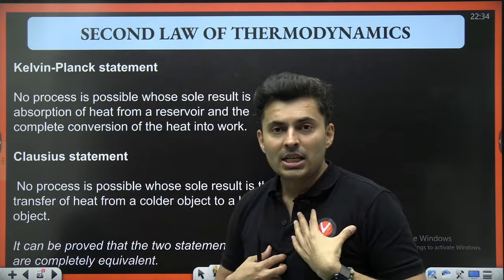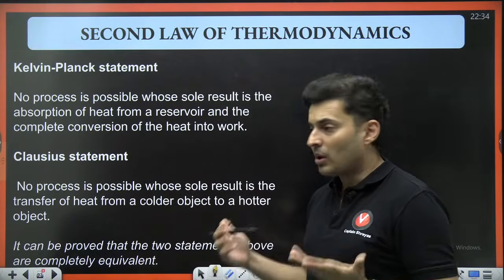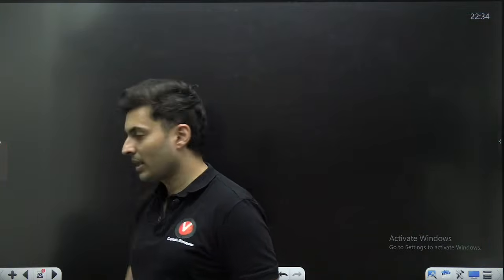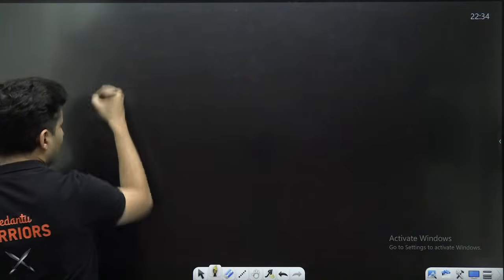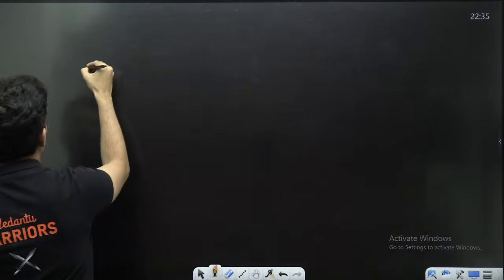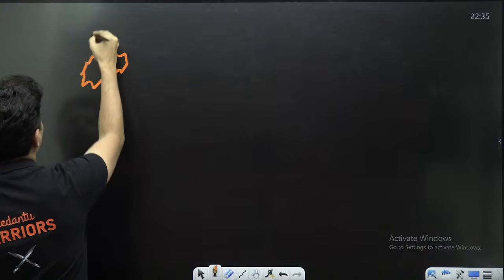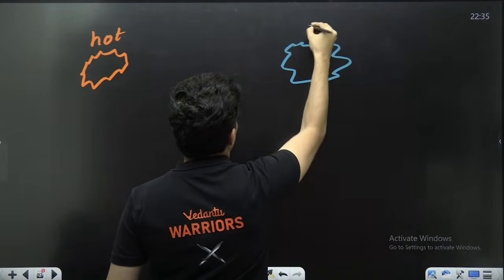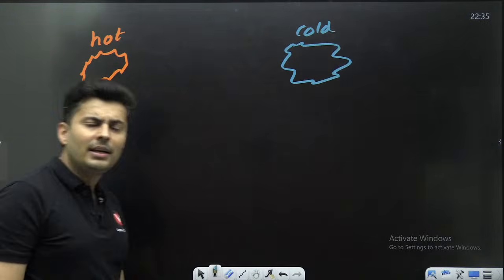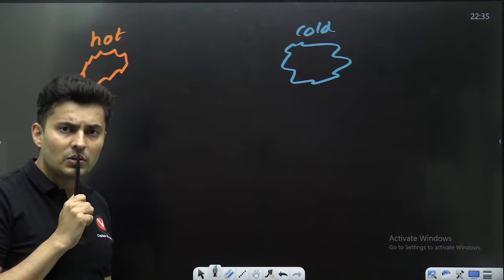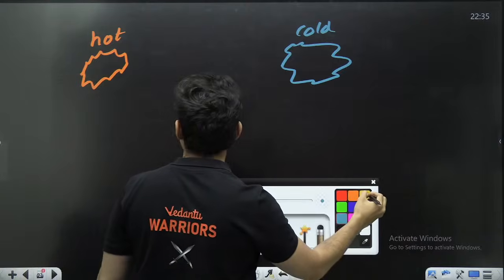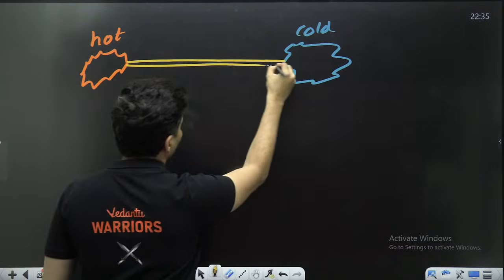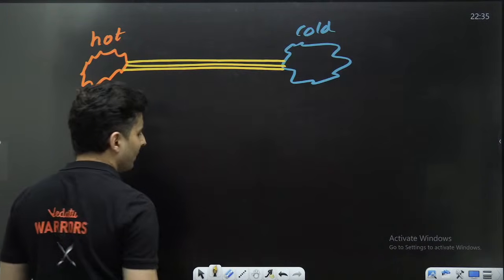Now see, what is this second law of thermodynamics? Let me explain this to you. If you have some hot body and let's say there is some cold body, where will the heat go? Where will the heat go, my dear students? Obviously the heat will go from the hot body to the cold body. The heat will go from the hot body to the cold body, right?